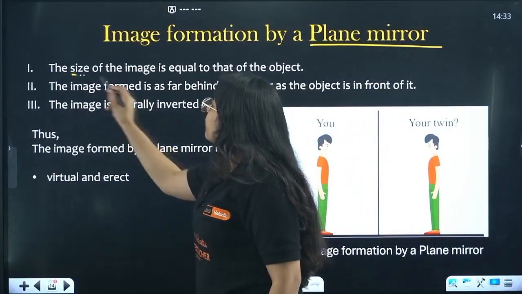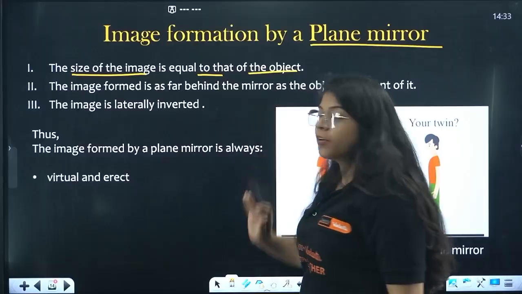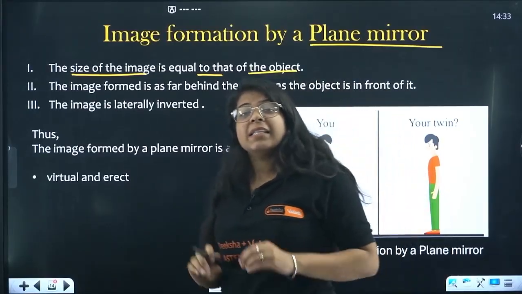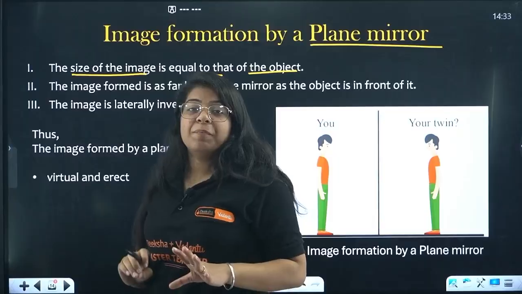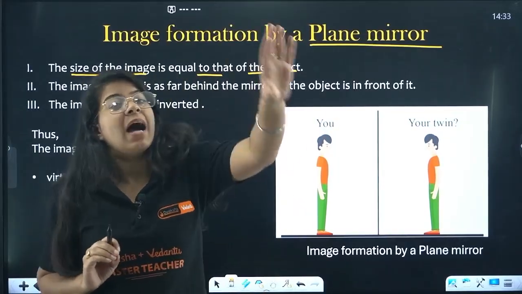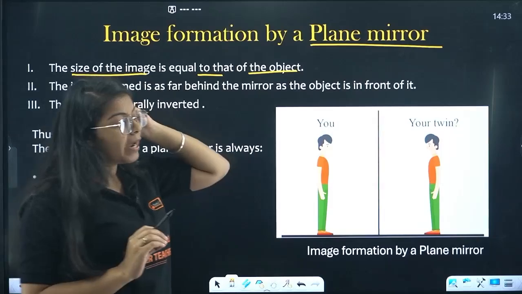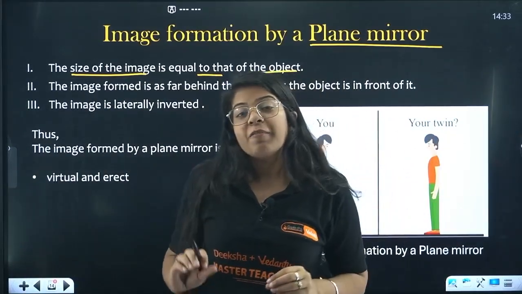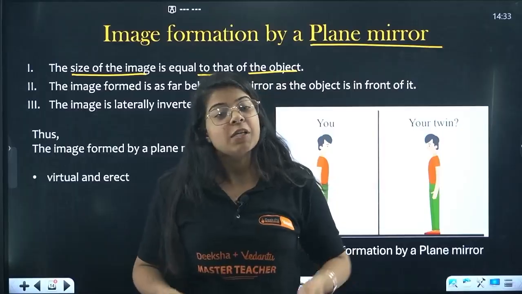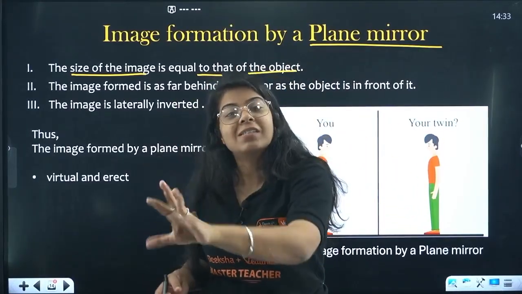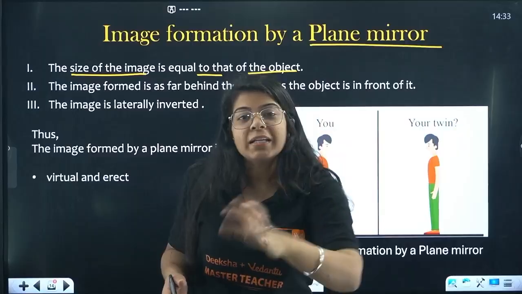So the size of the image is equal to the size of the object. That is clear. Then, beta, a very important thing you have to remember is that in a plane mirror, your image is formed behind the mirror. What do I mean by behind the mirror? You will see later that in a concave mirror you need a screen. That means there is a mirror, but the image is formed on a screen, not behind the mirror.